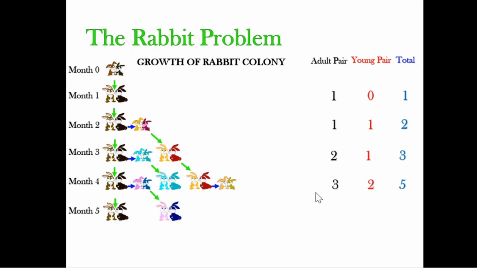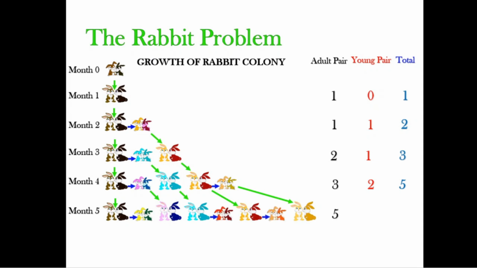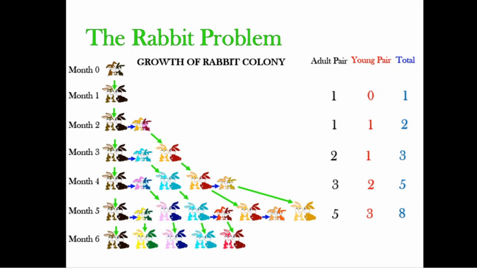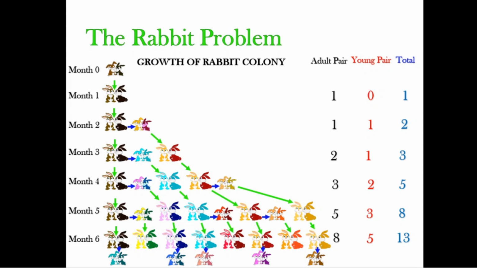5th month, we do the same. They will have their offspring, and in total, we have 8 pairs of rabbits. Month 6, we do the same, and here are their offspring. So in total now, at the 6th month, you have 13 pairs of rabbits. 5 are young and 8 pairs are adult.